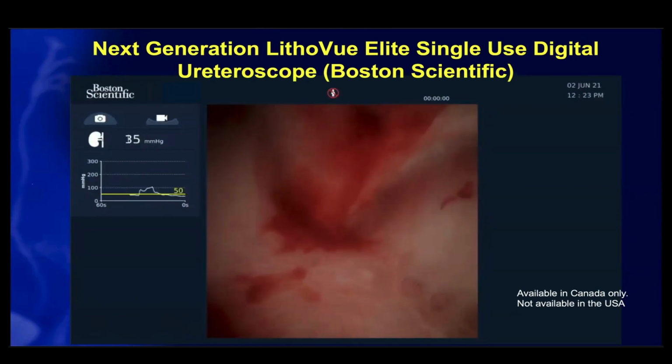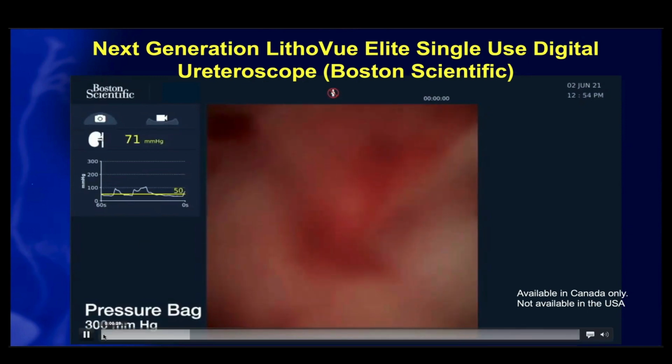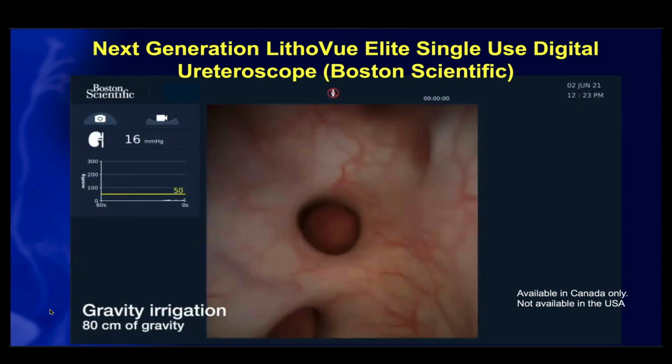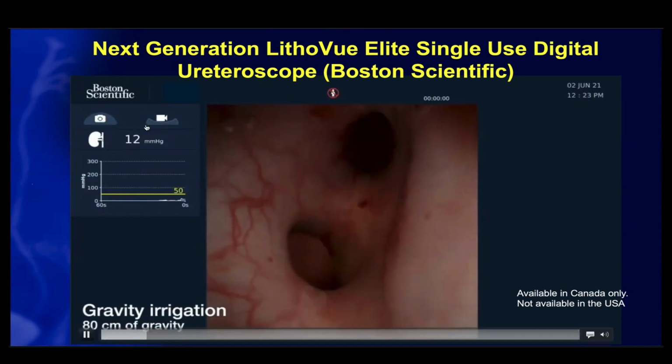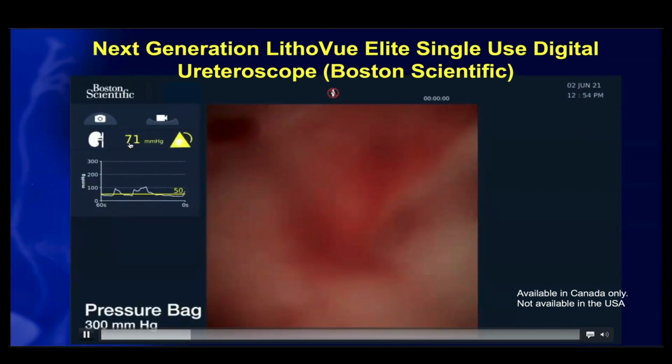Now we have a way of actually measuring the intrarenal pressures during a case. So this is looking at different types of irrigation. This is just under 80 centimeters of gravity. You can see on the left here, this number here. This is in a pig model, 12 millimeters of mercury. This goes up to about 55 in a pressure bag, or up to 70-something at 300 millimeters of mercury.